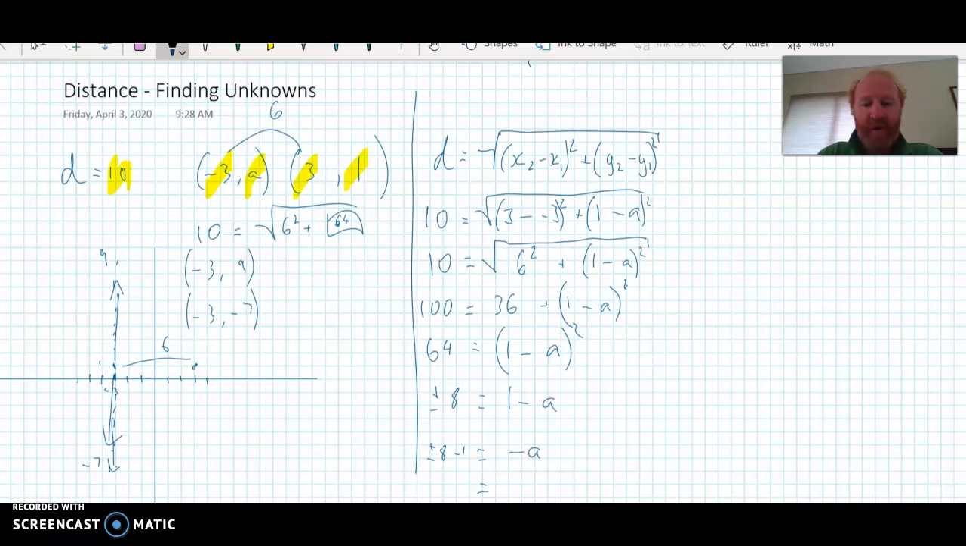Now, what are the two answers that gives me? Plus 8 minus 1 is 7, minus 8 minus 1 is minus 9, and I've still got minus a here. Now I've got to do this for a, not minus a, so multiply the whole thing through by negative 1, and I get a is equal to negative 7, and a is equal to positive 9. Just the same as I did on the other side.